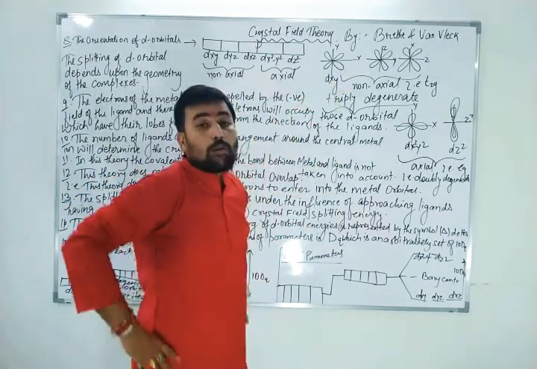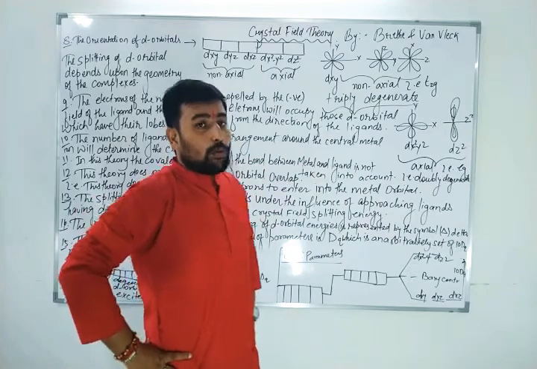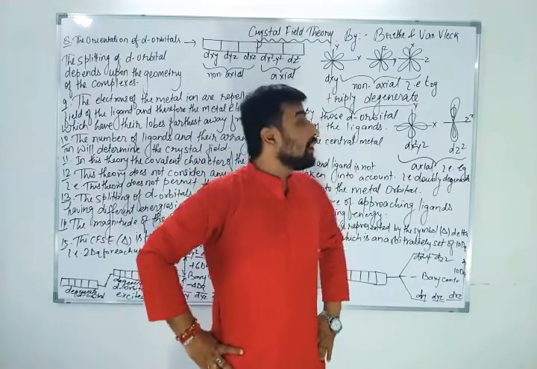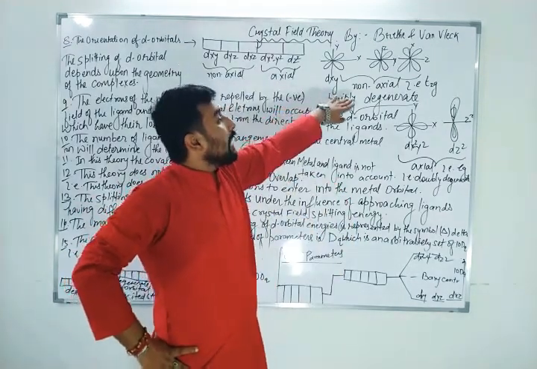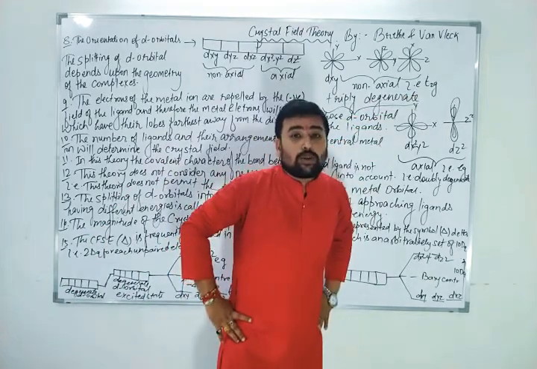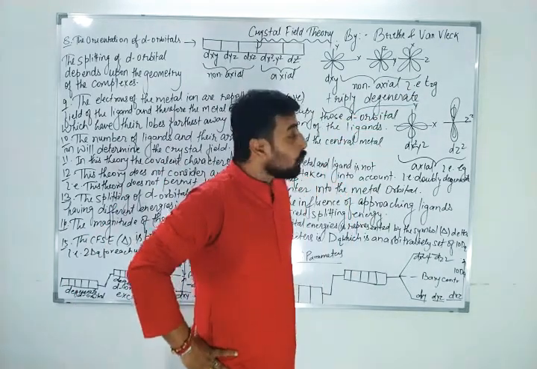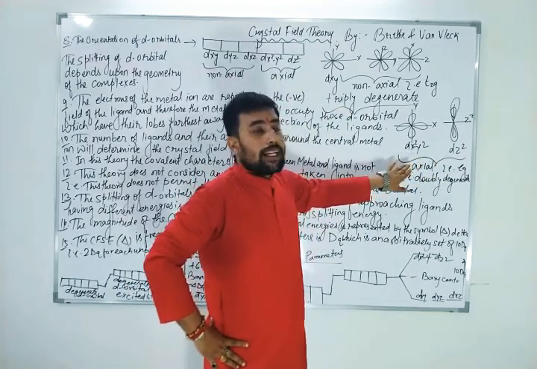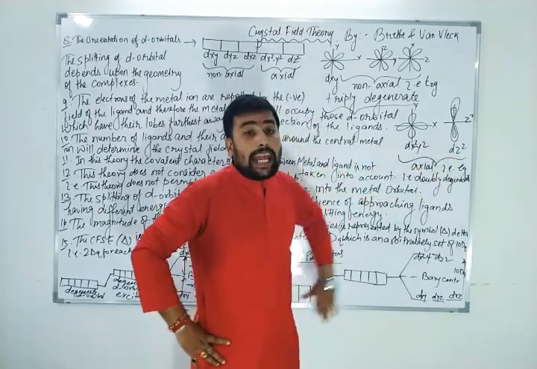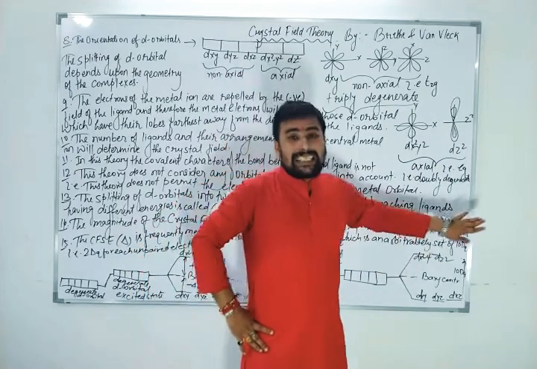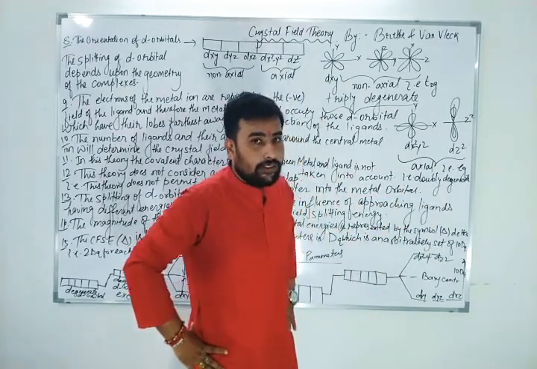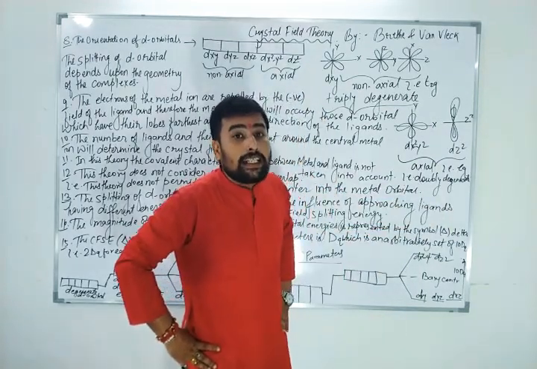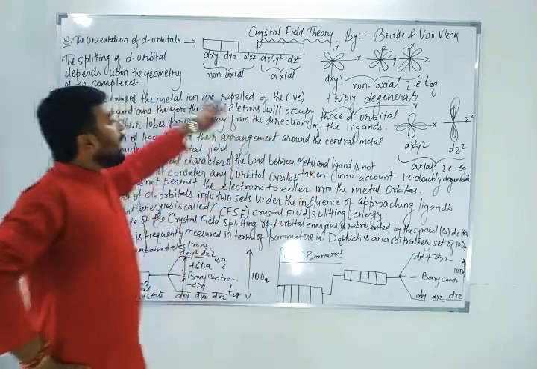So here you can see dxy, dyz and dxz are the non-axial orbitals, and they are known as T2g, triply degenerate. The other two, dx square minus y square and dz square, are axial, and they are known as Eg, doubly degenerate. So this was the 8th postulate.